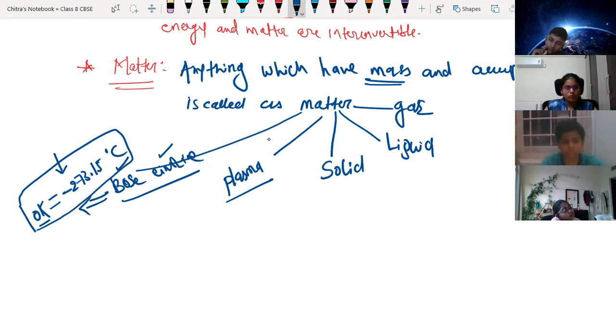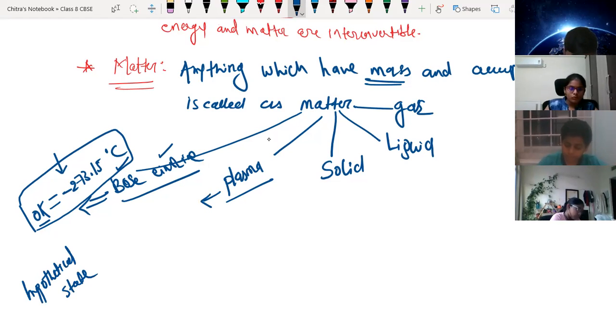Hypothetical, we can only think about it. Okay, this is called a hypothetical state. And plasma is what? Whatever matter is present on the sun is in ionized form. It is possible at a very, very high temperature like the sun. At this state, all the matter will get ionized. So again, we can say it is a hypothetical state.